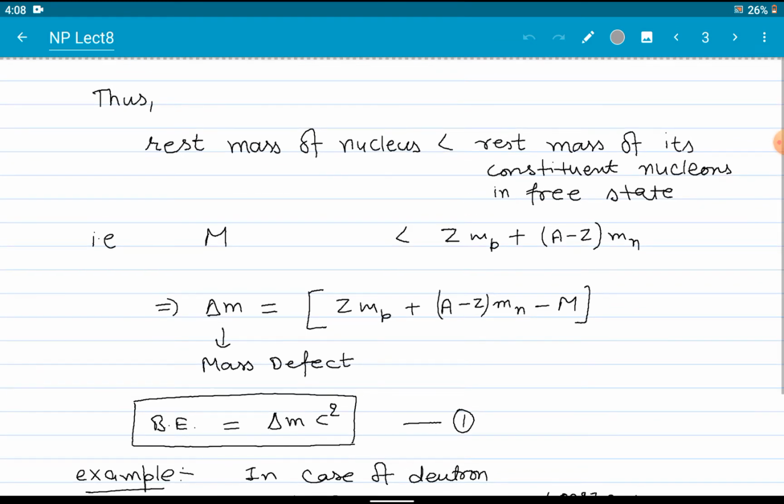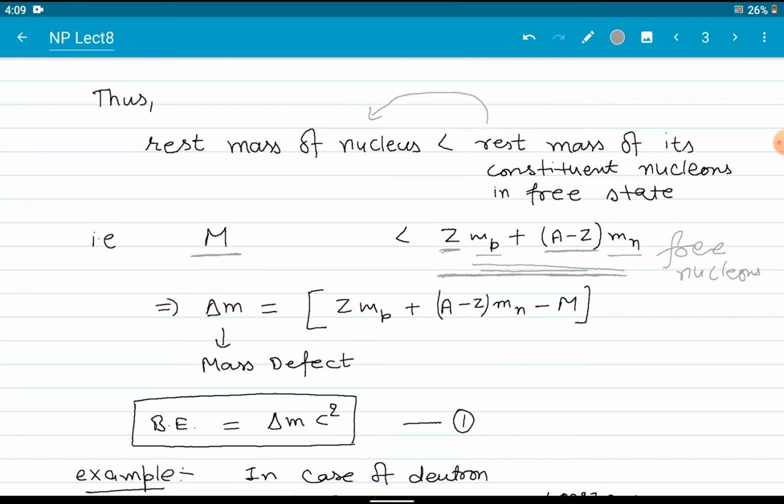Students, in this process of formation, let's say we have Z protons and A minus Z neutrons in a nucleus. When protons and neutrons are in the free state, the total mass is Z times the mass of one proton plus A minus Z times the mass of one neutron. This is the total mass of all the free nucleons, and then they are brought close together to form a nucleus. Then the mass of that nucleus comes out to be capital M.